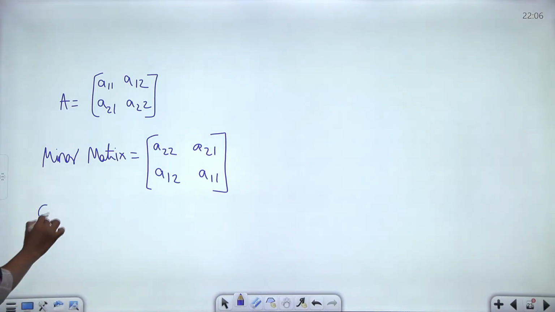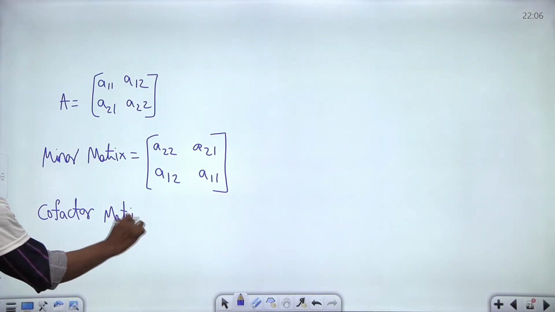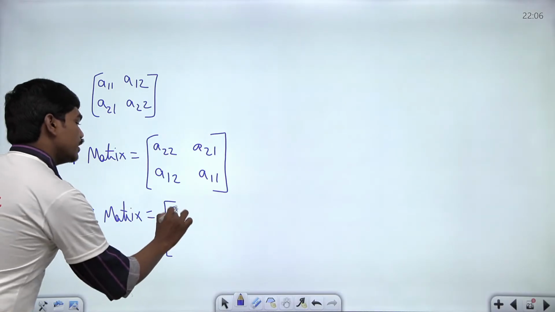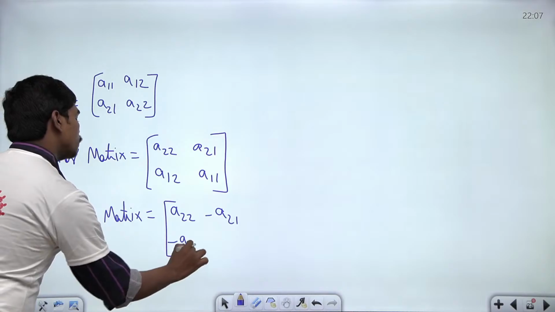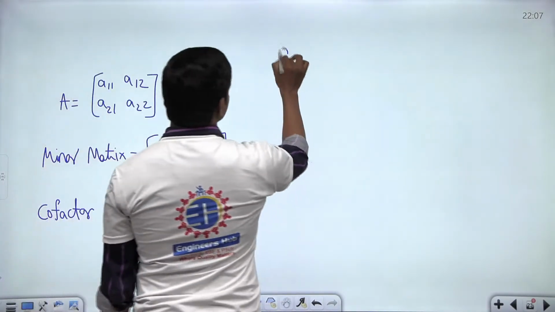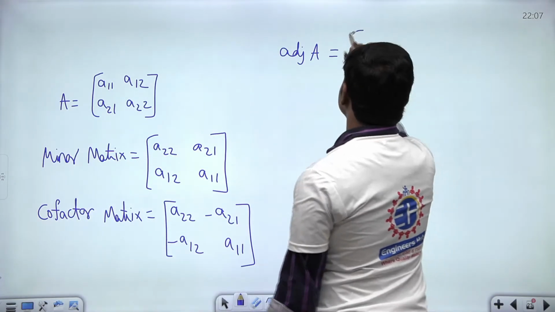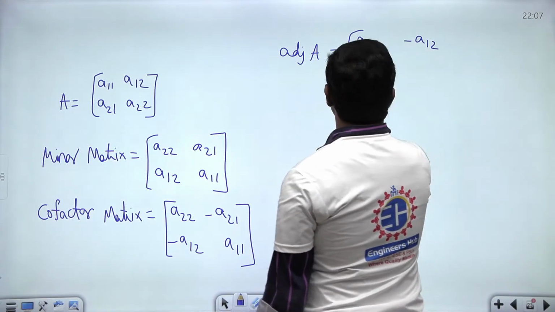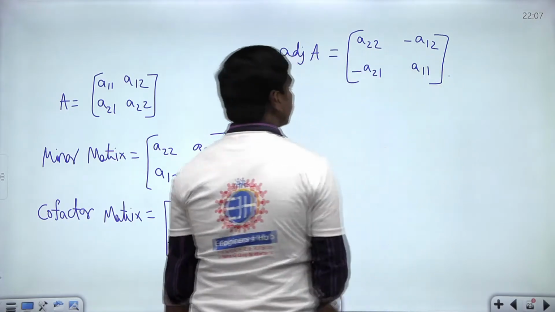Now, if you want the cofactor matrix, then the cofactor matrix is nothing but minus 1 whole power 1 plus 1, which is A22 minus A21, and of course minus A12 and A11. This is the cofactor matrix. Correct? So now if you find the adjoint matrix, adjoint of A is nothing but the transpose of this matrix. So A22 minus A12, and of course minus A21 and of course A11. This is what you have. So this is the adjoint matrix.